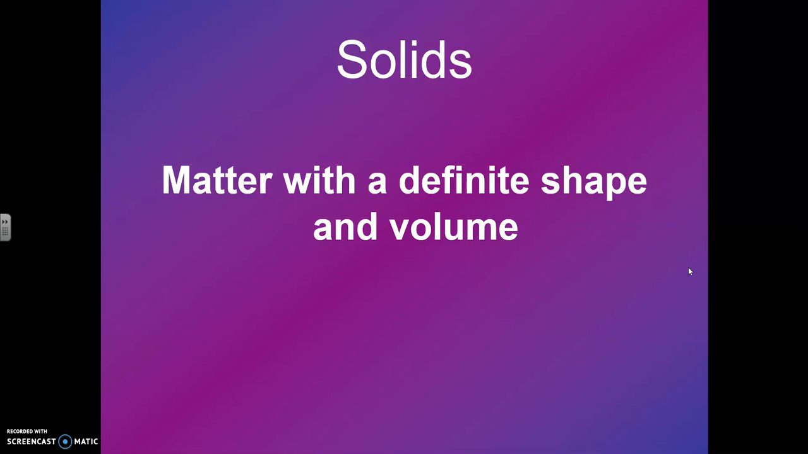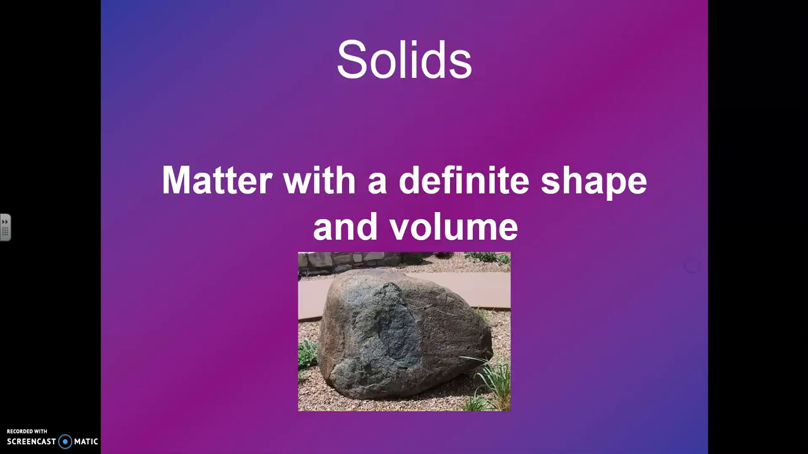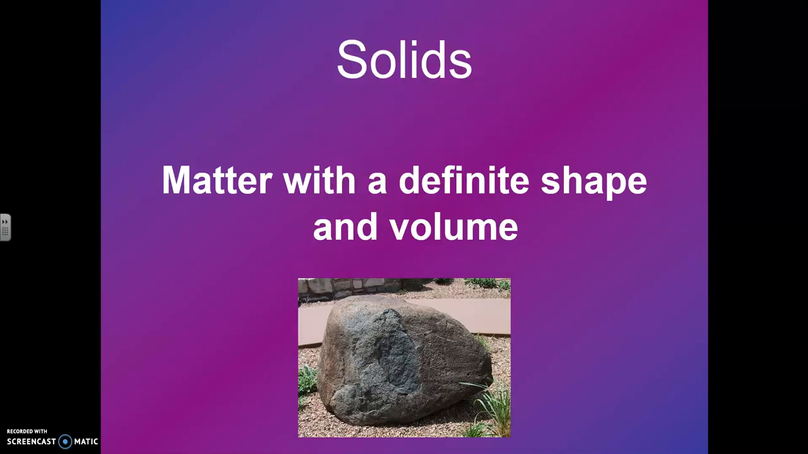So solids are matter with a definite shape and volume. Okay, so that means if we move that matter to a different container, it's not going to change its shape, it's not going to change its volume. No matter what we do to that type of matter, it is not going to change in shape or volume. An example here is this rock. If that rock is sitting there, if I pick that rock up and move it to a different spot, it's still going to look the exact same. It's not going to mold to the environment that it is in.